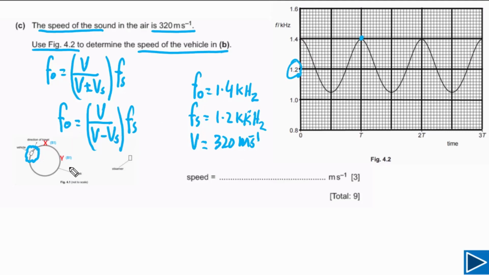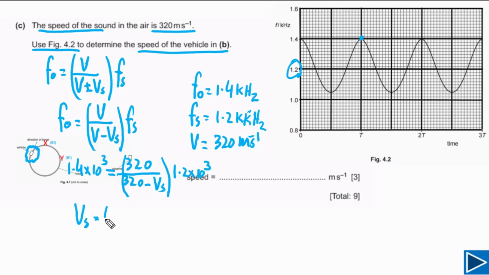So f0 is equal to 1.4 kilohertz, and v is the speed of sound, divided by the speed of sound minus the speed of the vehicle. This is what we need to find out, and this is multiplied by the frequency of the source, which is 1.2 times 10 to the 3. Now we can find v_s from here. v_s will be equal to 46 meters per second. So this is our final answer.